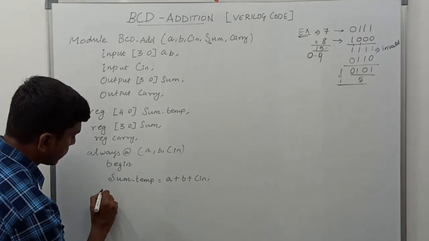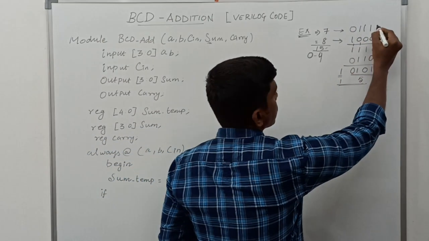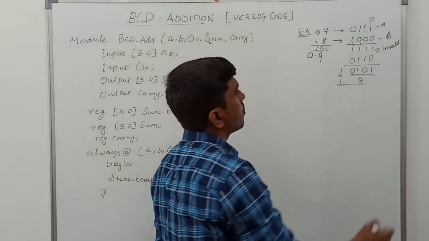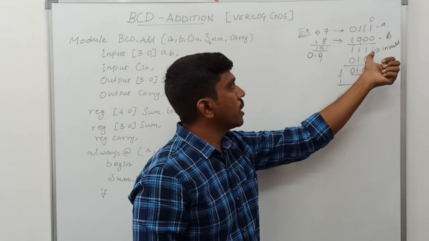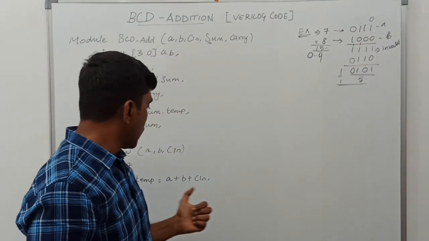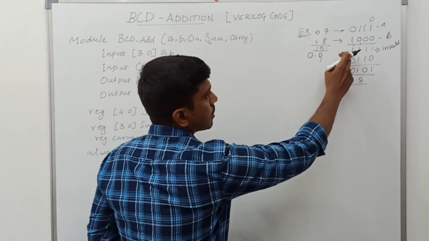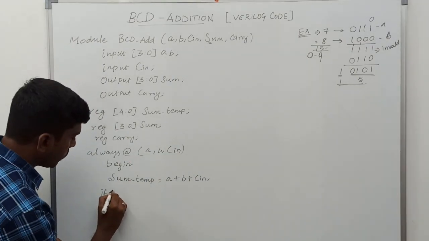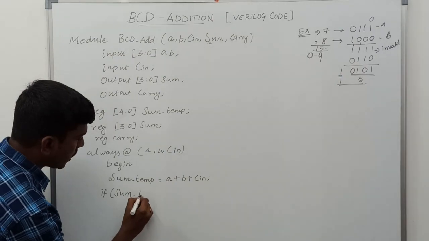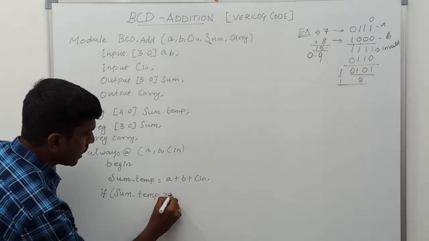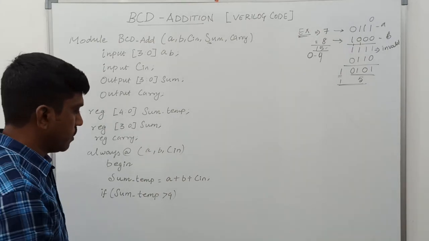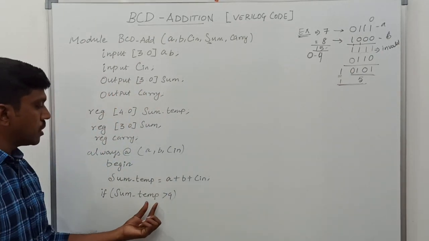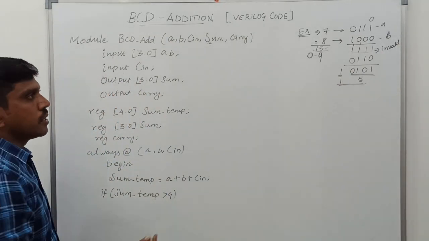Then you check the condition. Here the A value is 7, the B value is 8, and the carry value is 0. In this problem you add these three values and finally get the result, which is considered as sum temp. After that you check whether this value is a valid BCD number or an invalid BCD number. If sum temp is greater than 9 or less than 9. Here in this problem sum temp is greater than 9, so once this value is greater than 9, you add 6 to the result.